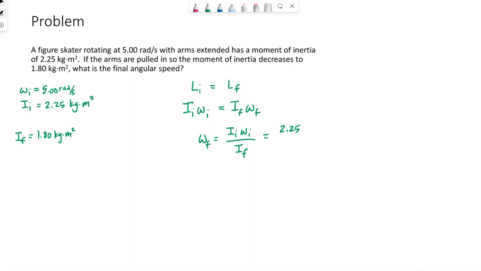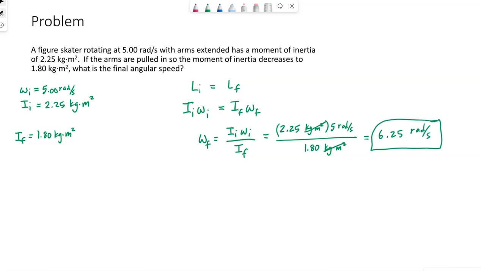So initial I, 2.25 kilogram meters squared. Initial omega, 5 radians per second. By decreasing I, they should spin faster. So these kilogram meter squareds are going to cancel. So this omega final is still going to be in terms of radians per second. So 6.25 radians per second. So we do see that they speed up because they brought their arms in.